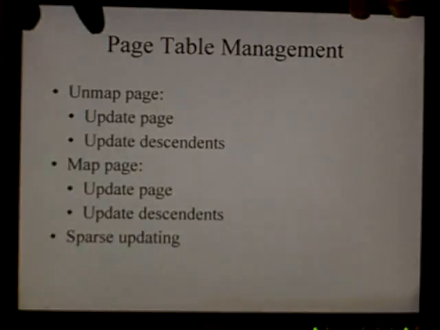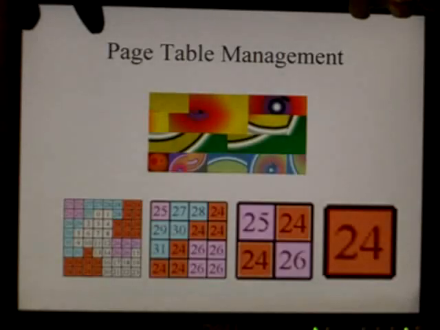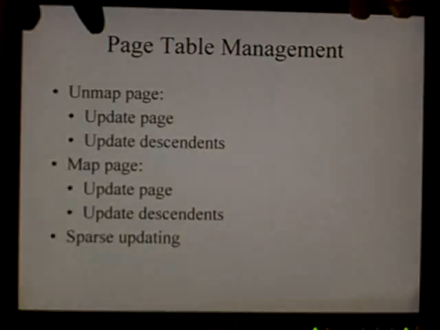Same thing in reverse. When I map a new page in, I have to replace that page, and I have to go through its descendants and see if they need updating as well. So right below the 25, where I have 24 right now, if I swapped in a new page there, say I called it 32, I would now go to the left. There are some 24s in the same area, and all those 24s would also get replaced by the 32. This is all pretty straightforward.